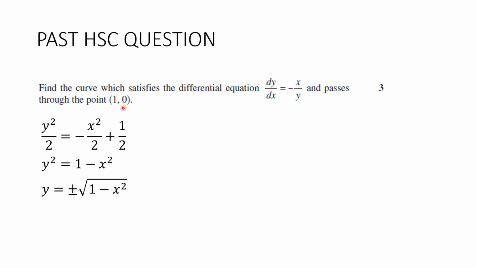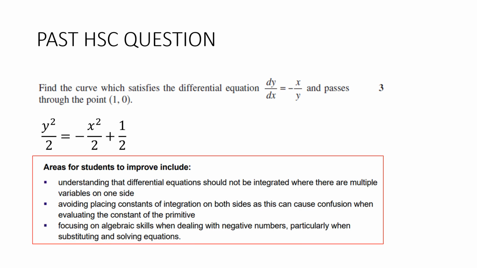Now if I substitute the point (1, 0) back in, I can't tell any difference between the plus and minus because it's going to be 1 minus 1, which is 0. So I'm going to leave this as a relation. But I do recognise that it is the unit circle, so I could write it in this form or in this form. Now here's what the markers said.